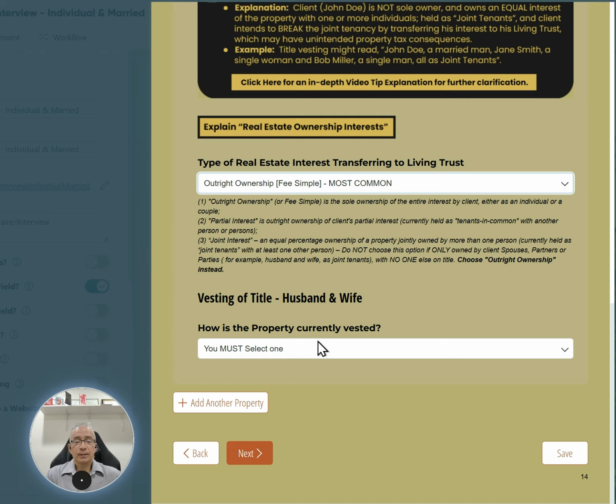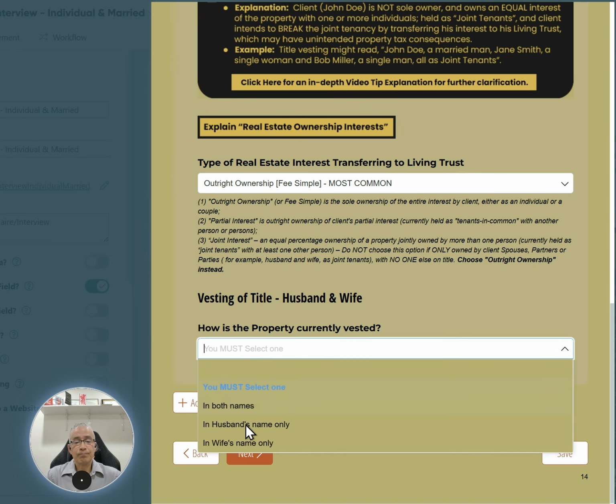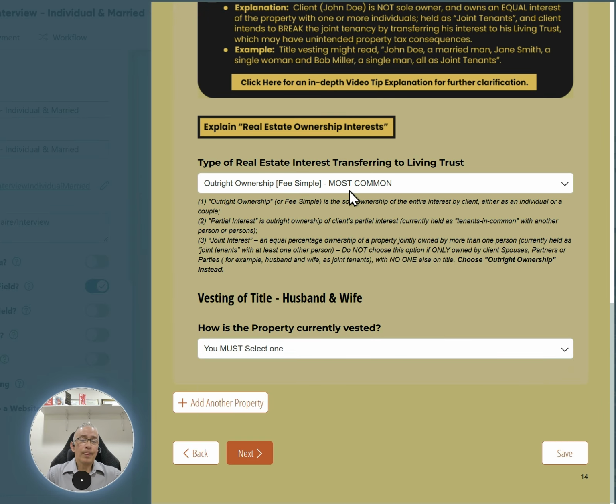How is the property currently vested? Is it in both names or is it in the husband's name only? Let me backtrack a bit. So outright ownership for a couple could also include ownership by the wife only or ownership by the husband only. No one else on the title.